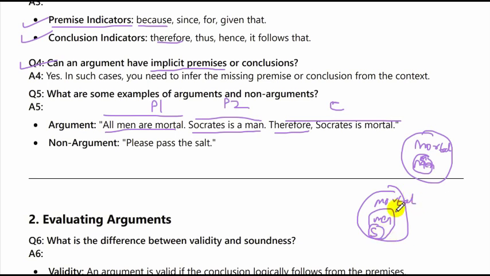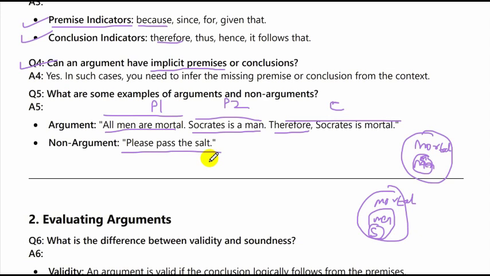Therefore, Socrates is mortal. So this is how we can come to a deductive conclusion. Let's look at non-arguments. "Please pass the salt." This is a request, and a request does not have a true or false value. "Open the door." Open the door does not have a true or false value. "Come in." Again, no true or false value.